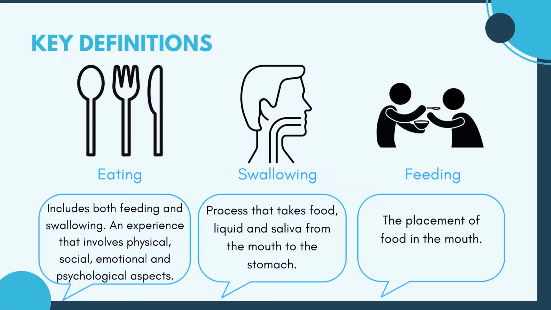Let's begin with some key definitions. Eating includes both feeding and swallowing. This is an experience that involves physical, social, emotional, and psychological aspects. Swallowing is a process that takes food, liquid, and saliva from the mouth to the stomach. Feeding involves the placement of food in the mouth.